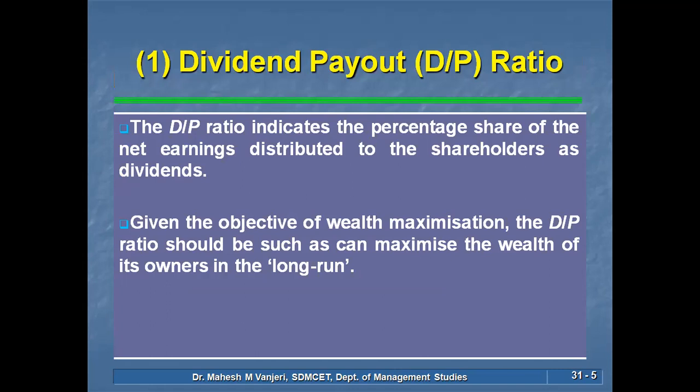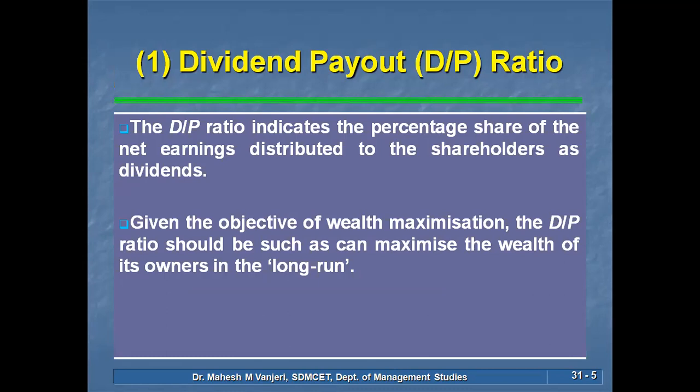Dividend payout ratio. So what is it and how does it affect? We are going to learn now. The dividend payout ratio indicates the percentage share of net earnings distributed to the equity shareholders as dividends.